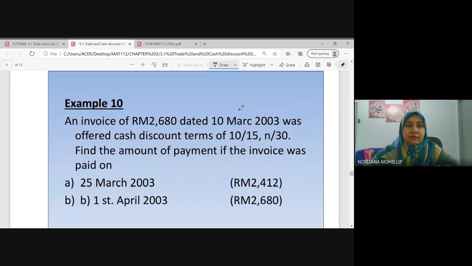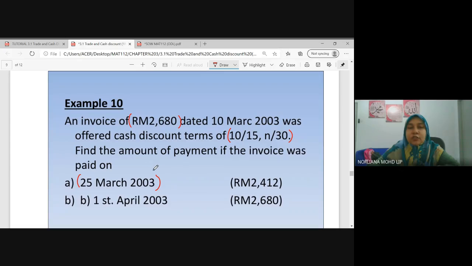Example 10. An invoice of 2680 is dated 10 March 2003. It was offered a cash discount of 10/5, net 30. Find the amount of payment if the invoice was paid on 25th March.